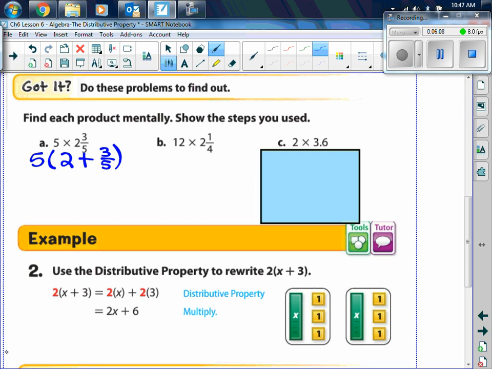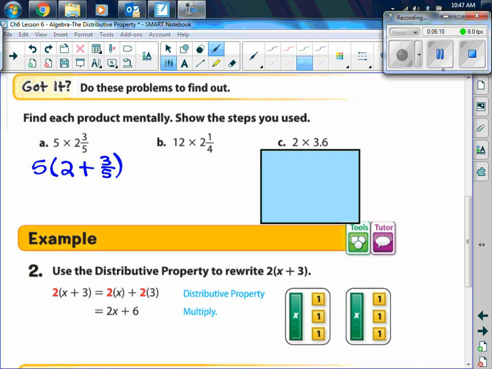So now we can take that 5 and multiply it times everything inside the parentheses. So here we've got the 5 times the 2 and the 5 times the 3/5. So 5 times 2 is 10, good, plus 5 times 3/5 is 3. So now 10 plus 3 is 13. And that's how it works. Okay? Let's do another one.